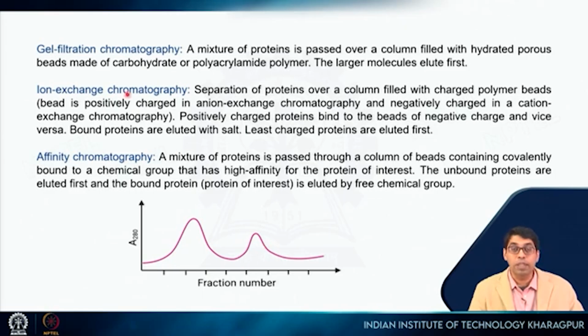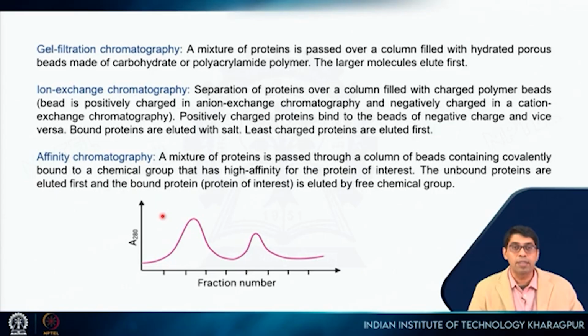Ion exchange chromatography: here we use charge, right. So, this is the separation of proteins over a column filled with charged polymer beads. Now, the bead is positively charged in anion exchange chromatography and negatively charged in cation exchange chromatography. So, positively charged proteins will bind to the beads of negative charge and negatively charged proteins will bind to the beads of positive charge. Once they are bound, how do you elute them, right? You can elute them by increasing the salt concentration.